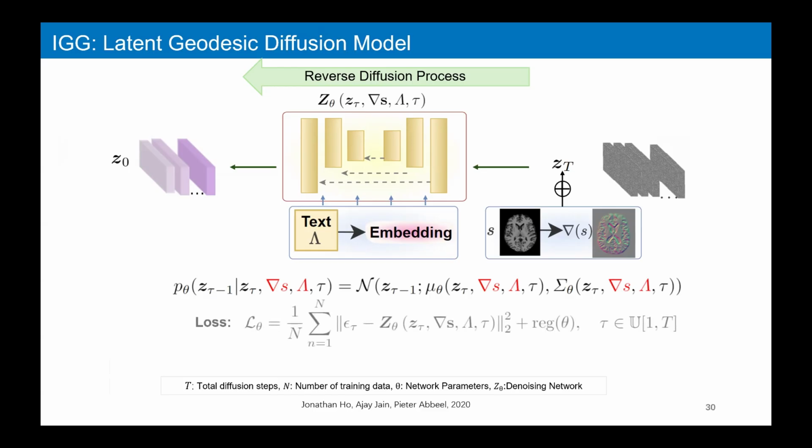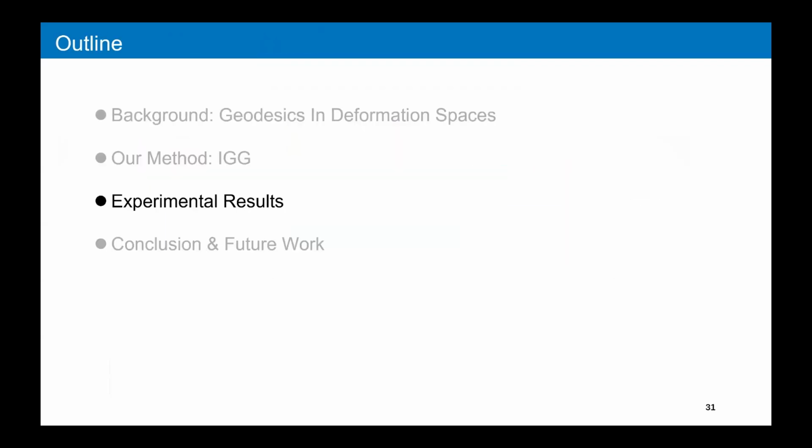The network is trained using the MSE error between the predicted noise and the ground truth noise added at each diffusion step. Let's move on to the experimental results.